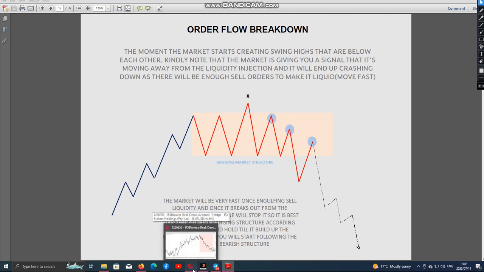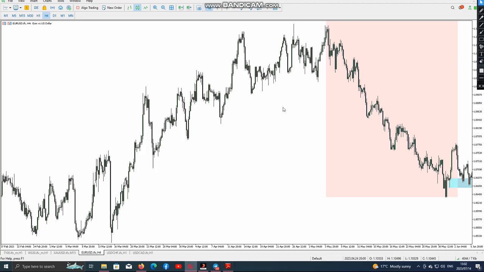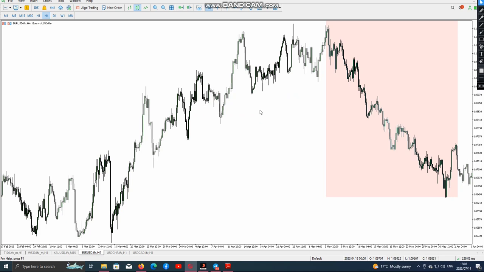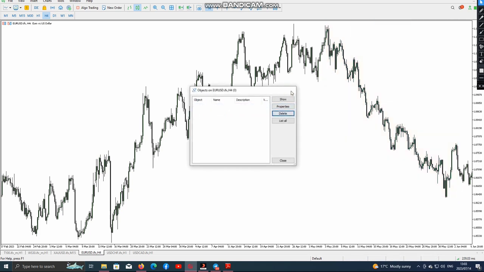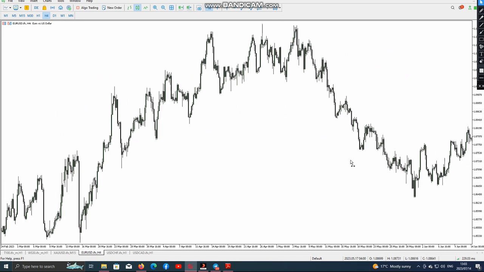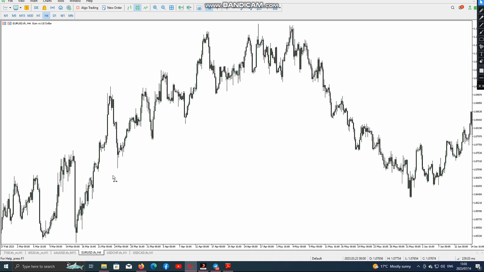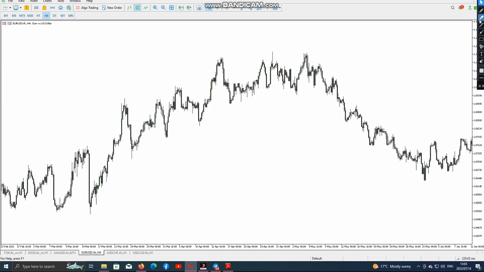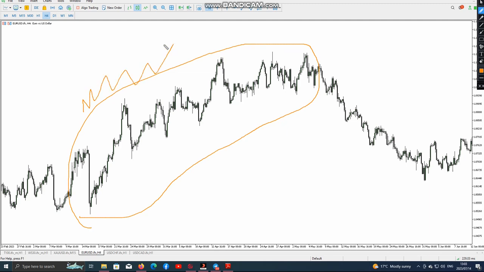Let me delete everything here. As I was saying, guys, here it is. This is another scenario. What happened here? We had a bullish structure, or a bearish trend, because the market was moving upwards. And in this situation, we had a ranging market structure, just in a smaller picture.